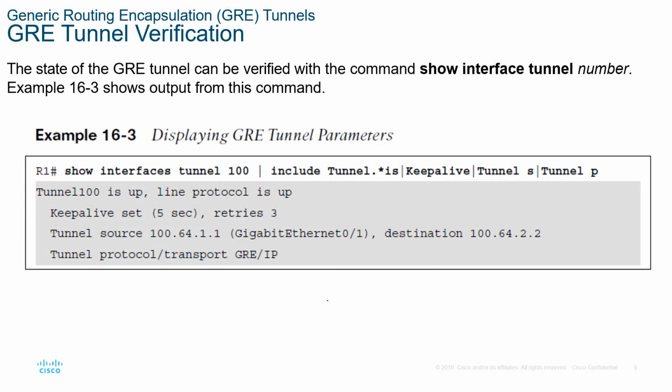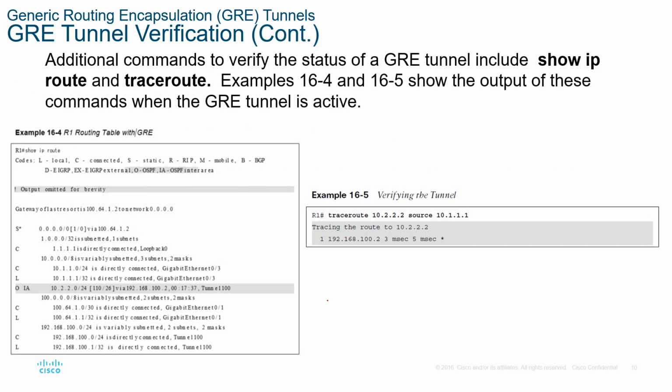If we want to make sure it's live, we can do a show interface tunnel, and you should be able to see the tunnel is up, it's functioning, and if there are any issues with it. Additional commands to verify the status could be things like show ip route, or traceroute. You're going to start noticing we have OSPF O, but we also now have an IA. IA is our inter-area routes.